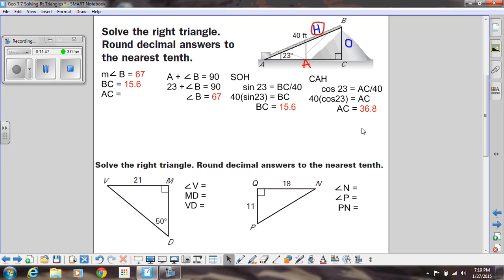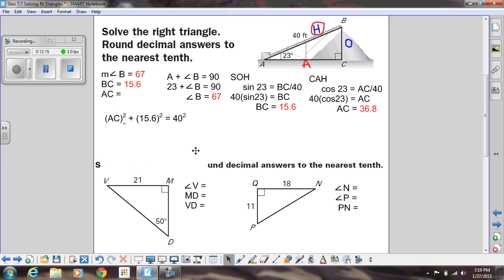Now, we could also use the Pythagorean Theorem after we found BC, because when I found that 15.6 was BC, then I knew two sides of a right triangle. So you could use those two sides with the Pythagorean Theorem. So let's say we did that. Instead of doing it this way, this is just another option. You don't have to do it this way. I'm just giving you another option for that.